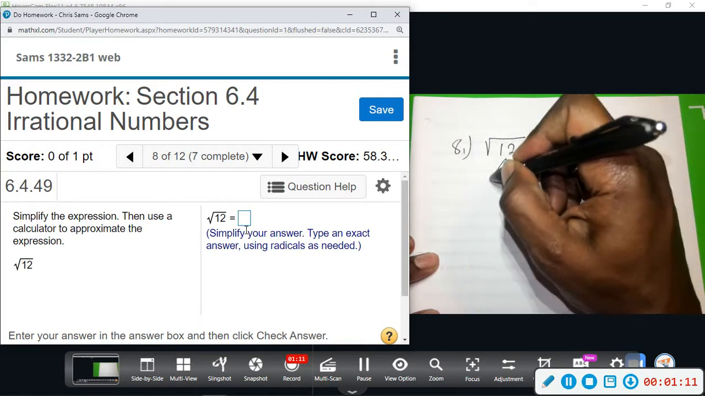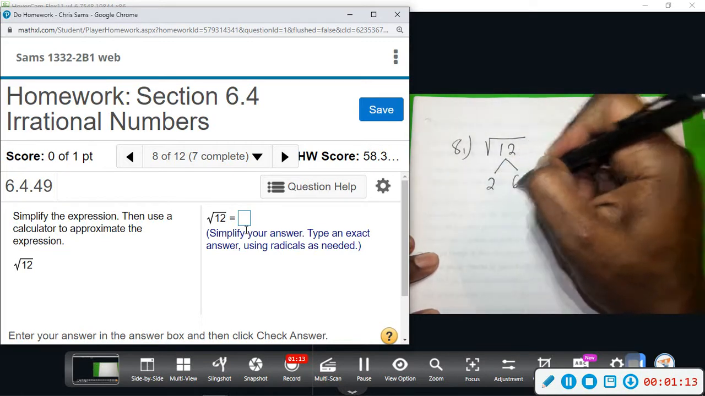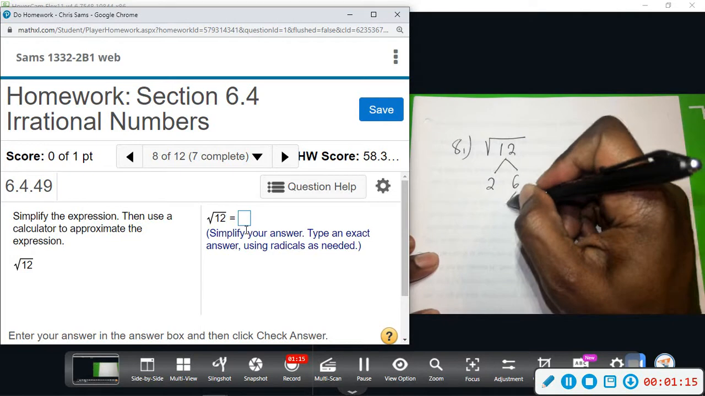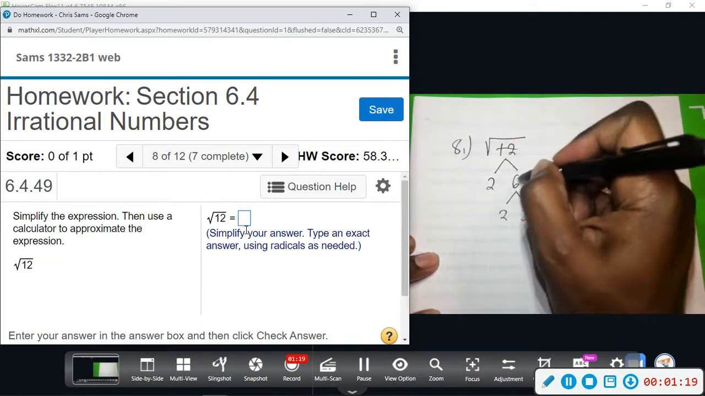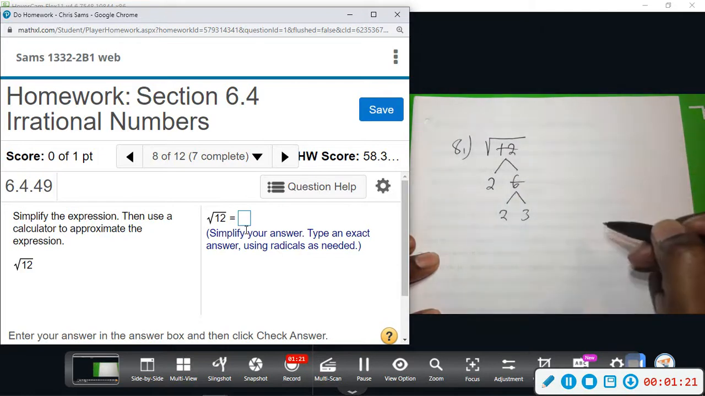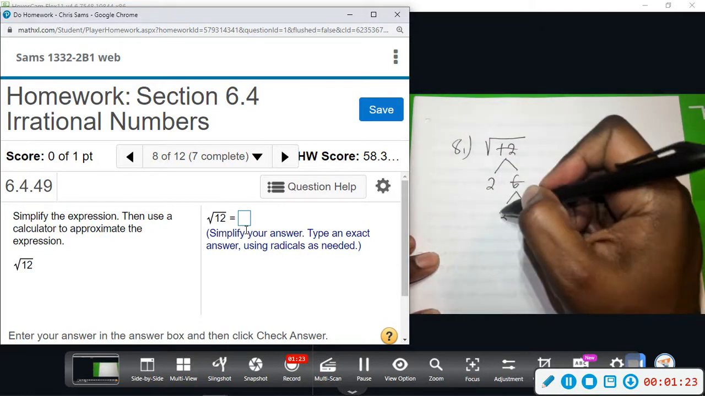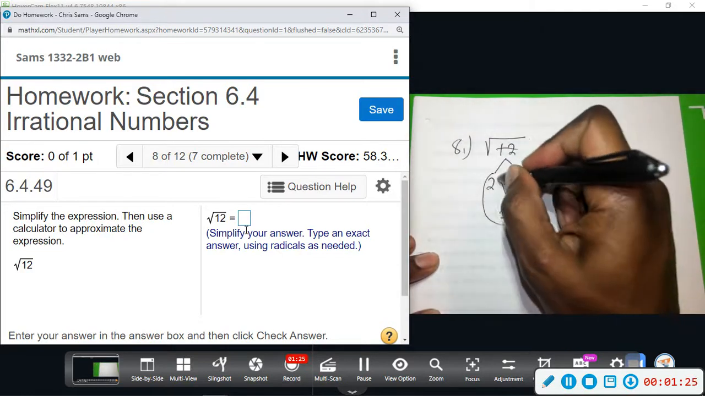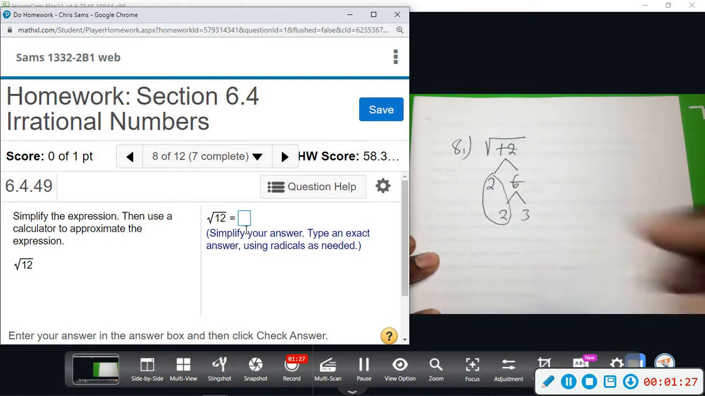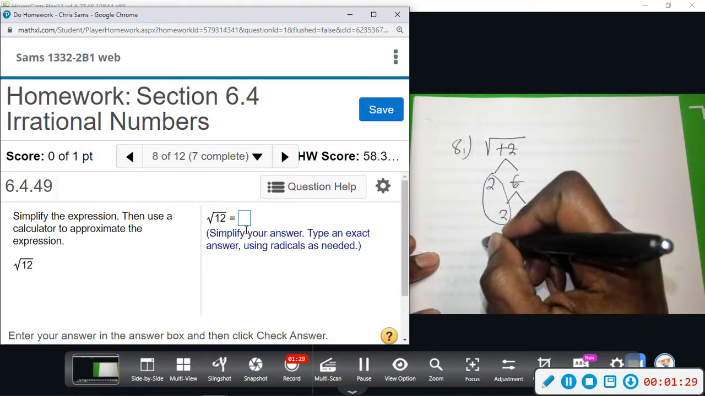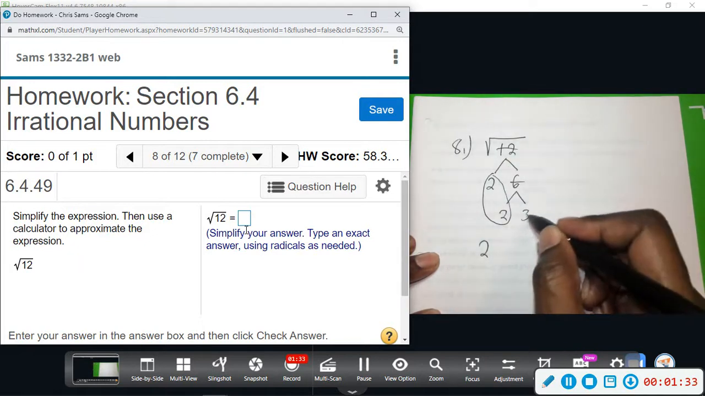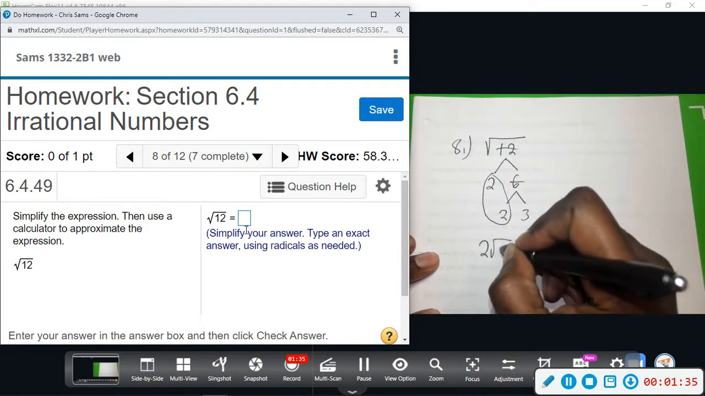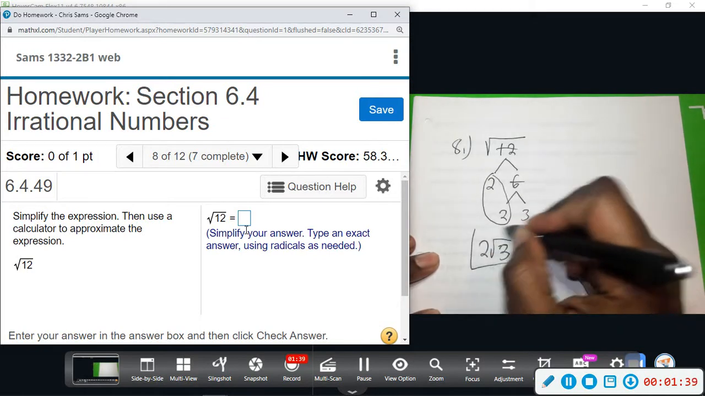So 12 can be broken down into 2 times 6. 2 is prime. 6 can be broken down into 2 times 3. All the numbers I broke down I scratched out. If you have a pair, which I have a pair of 2's, they combine to be one number. Every time you get a pair, you match them up. The number 3 did not have a pair under the square root. So 2 square root of 3. That's what this would be if you break it down and simplify it.